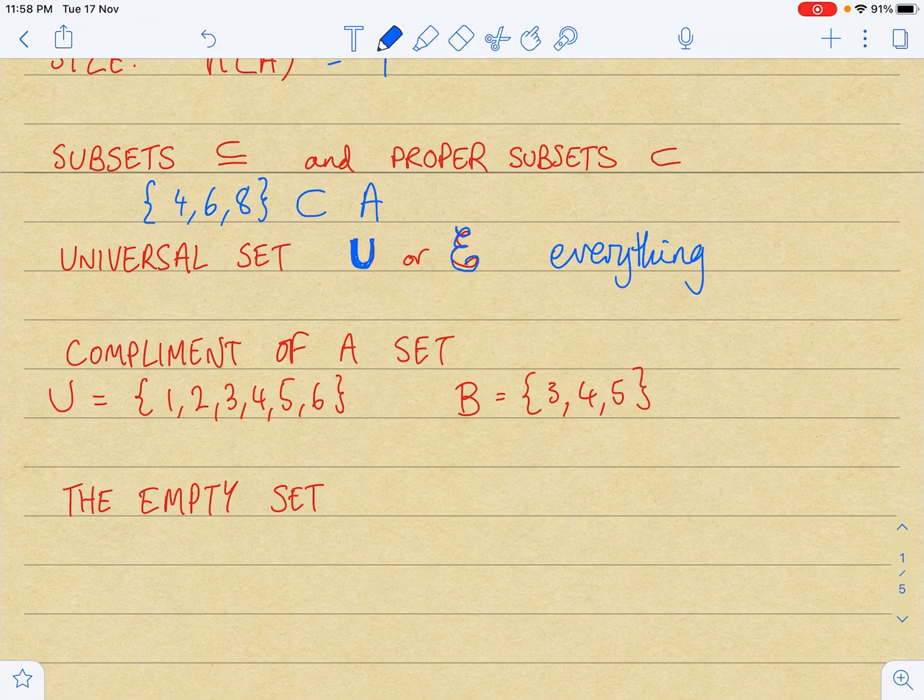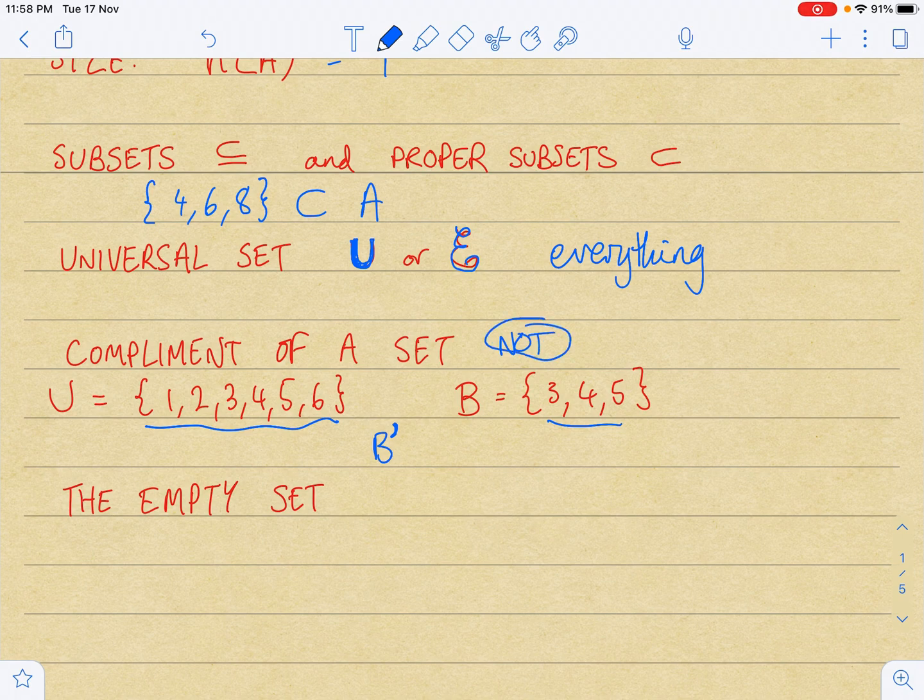Complements of a set. Well, if I've got the universal set, so everything I'm dealing with is the numbers 1, 2, 3, 4, 5, 6. And then I've got this set B, which is just the numbers 3, 4, and 5. The complement of a set is indicated with this little apostrophe, so B with a little dash there. And that means basically everything that is not in B. So the complement of a set means not in that set. That's the crucial thing here.